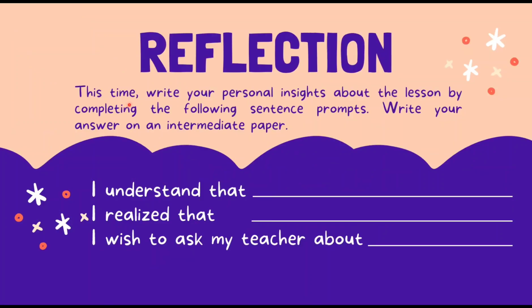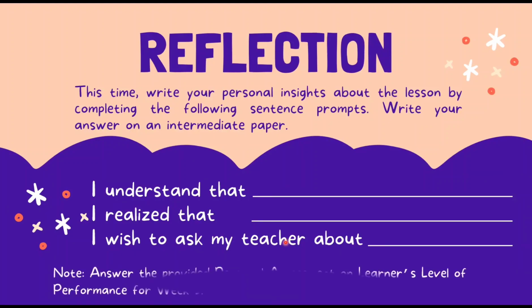After accomplishing your learning task, you need to accomplish this reflection part. So this time, you may write your personal insights about the lesson by completing the following sentence prompts, and then write your answer on an intermediate paper. So we have, I understand that, I realized that, I wish to ask my teacher about. And then after that, you need to answer the provided personal assessment on learner's level of performance for week 5.